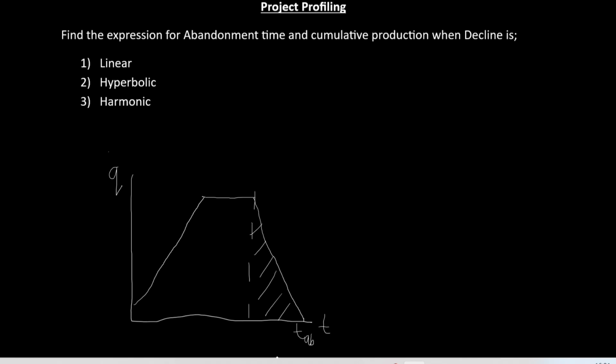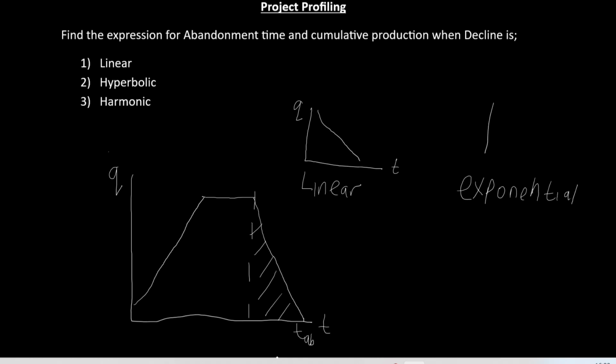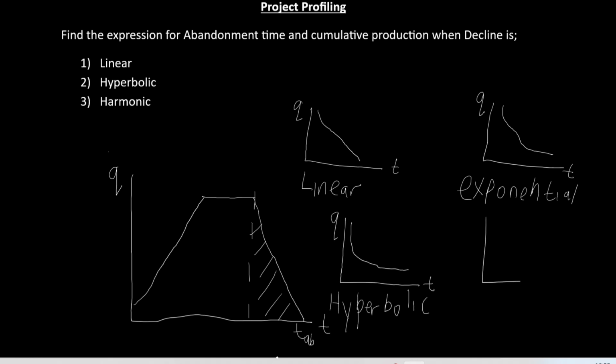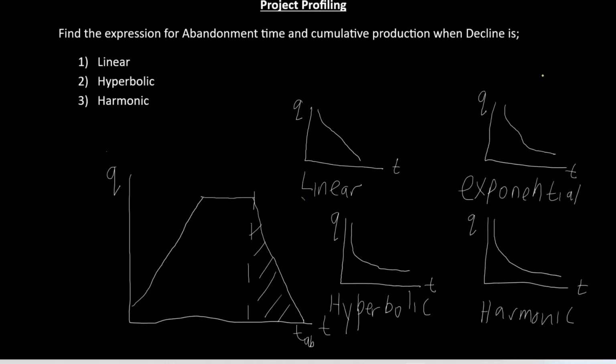This region for decline. Now, our decline can be of 4 types. It can be linear, which is just a straight declining line. It can be exponential, it can decline exponentially. It can also decline hyperbolically. And finally, harmonically. So these are the 4 types of decline that we have. Now, we might not be able to tell their differences from the diagram, but a better way to say the differences between each of them is their expression.